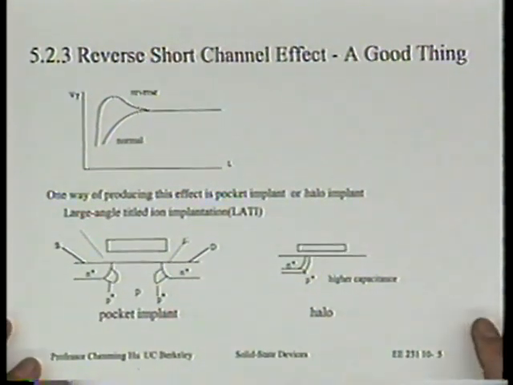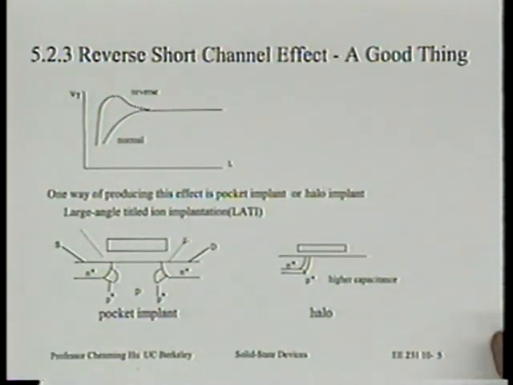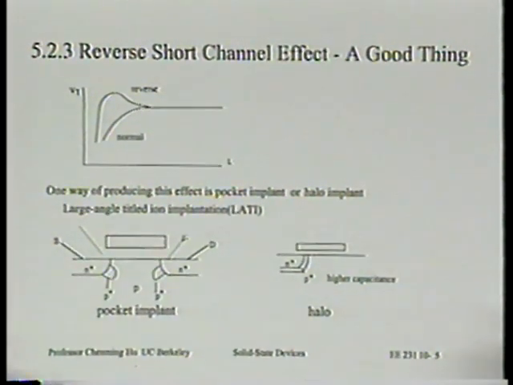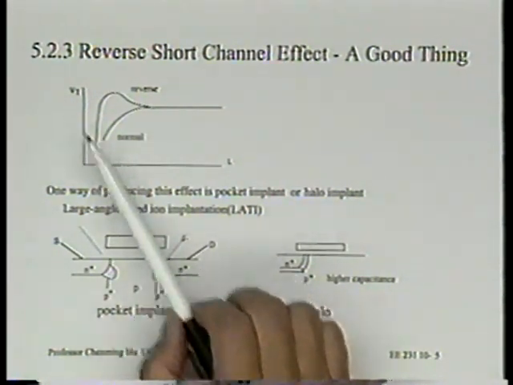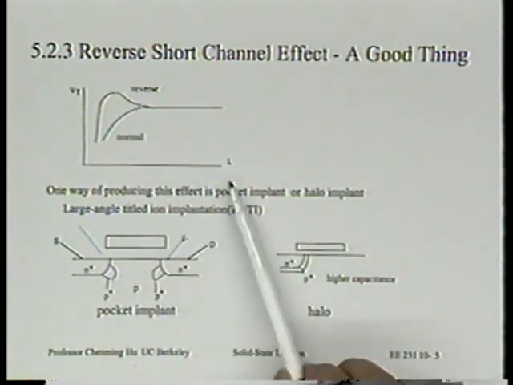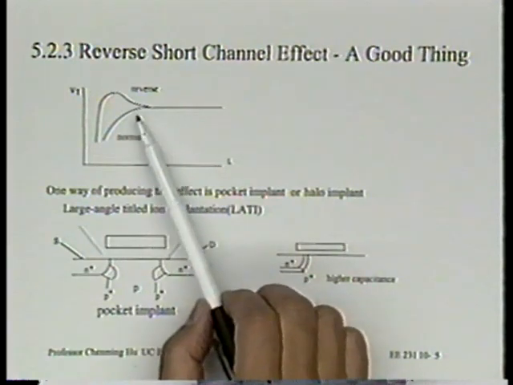Next section, 5.2.5.3, is called the reverse short channel effect. This is a more interesting topic, more interesting than reverse narrow width effect, because it's actually a good thing that we try to take advantage of. In fact, the device designer often goes through considerable effort to try to take advantage of this and optimize it. So what does that mean? That means sometimes we can make the VT increase with decreasing channel lengths.